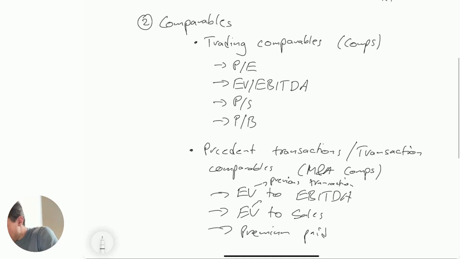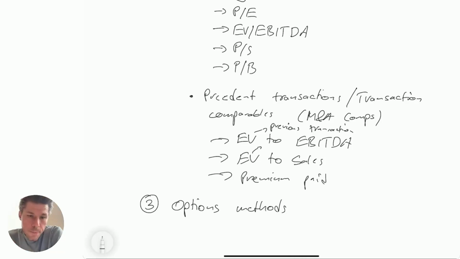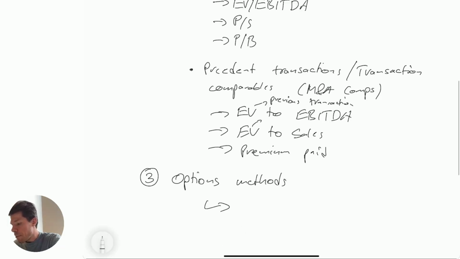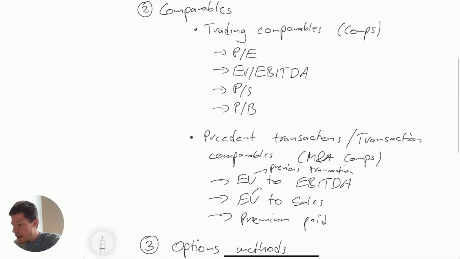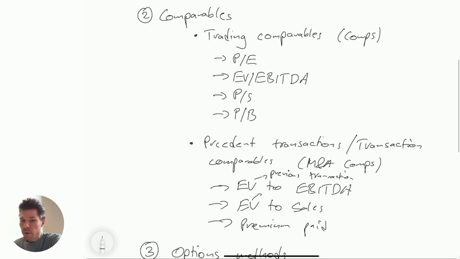And number 3 is a more sophisticated option, which is called option methods, and there are a few different approaches. It's basically where equity is valued as a put option on debt, which we will ignore here for the time being, because in practice the focus is definitely on DCF, sometimes DDM, and then especially for private equity, a lot of comparables as well.